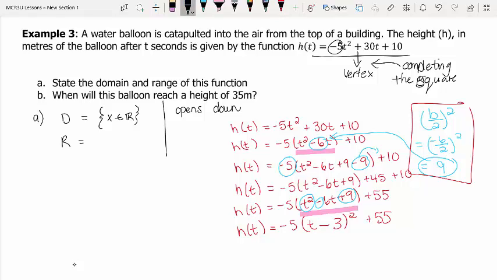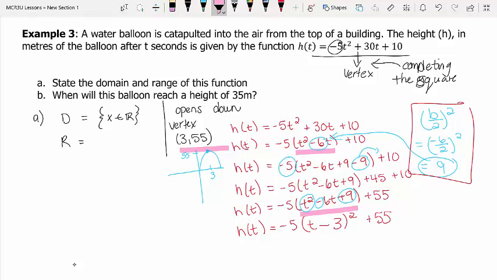So we can now identify our vertex. Our vertex is at (3, 55). Okay, so if we have a quadratic whose vertex is at (3, 55) and it opens down, we know that it only encompasses y values less than or equal to 55.